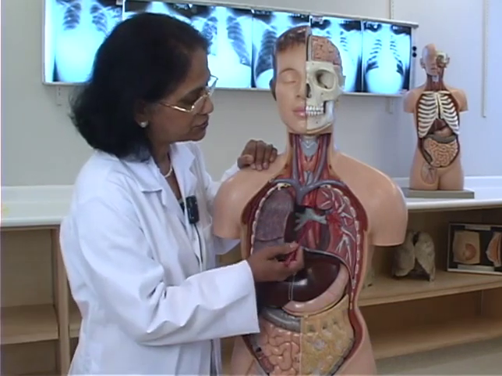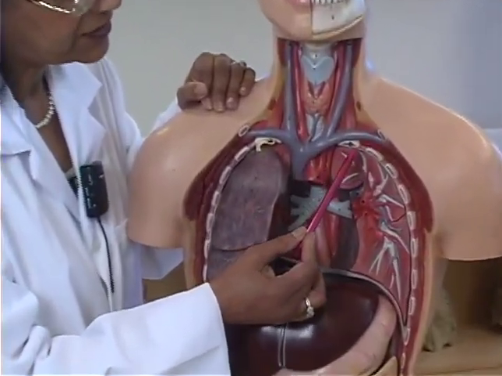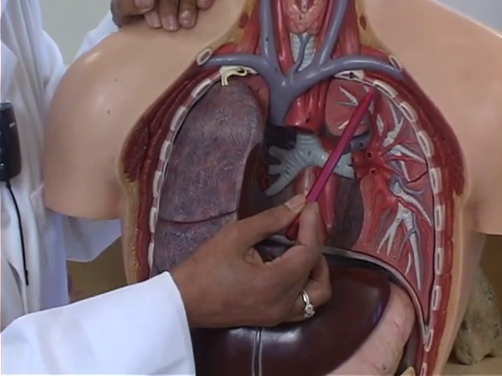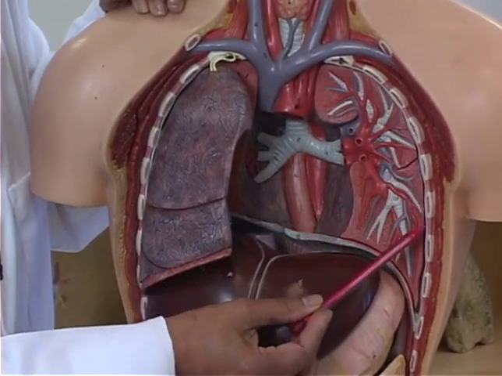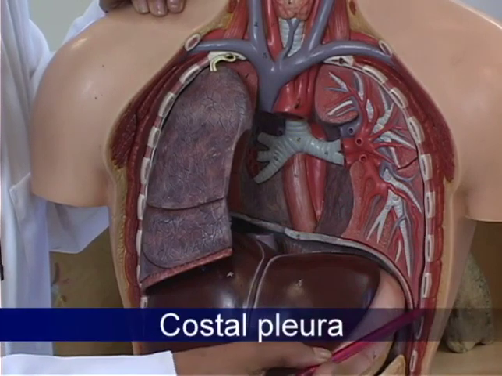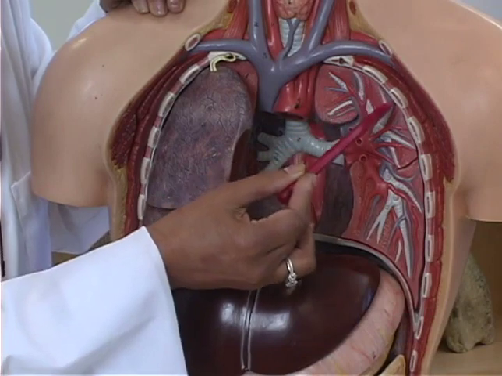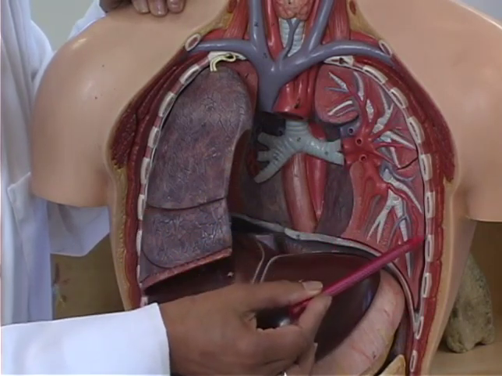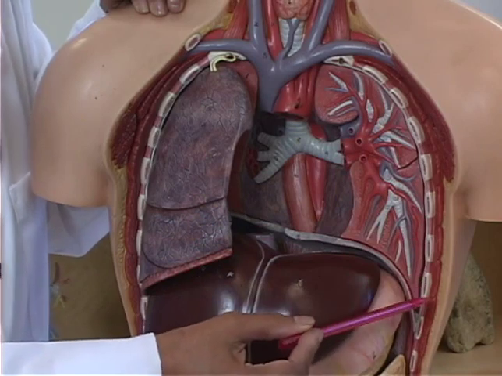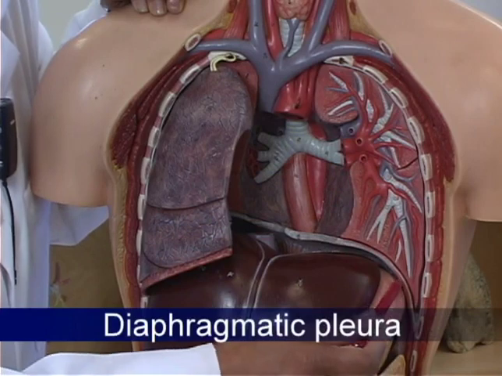So, let us look into this chest cavity, and the area which is shown here by my pencil is the costal pleura. It is covering the inner surface of the ribs and intercostal spaces. It reflects over the diaphragm, and it is called the diaphragmatic pleura.